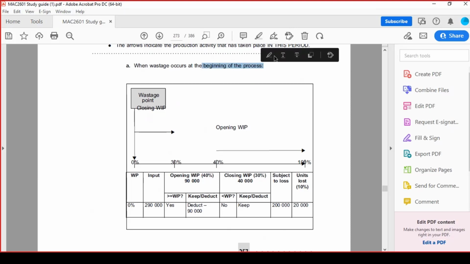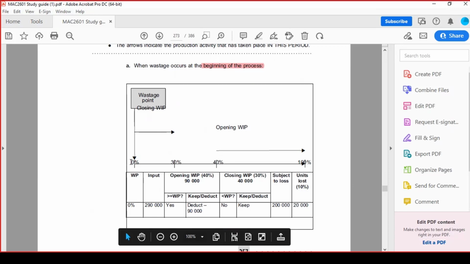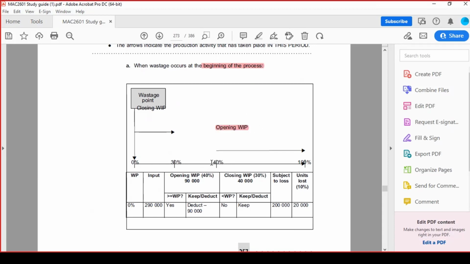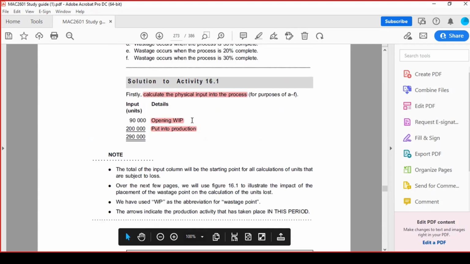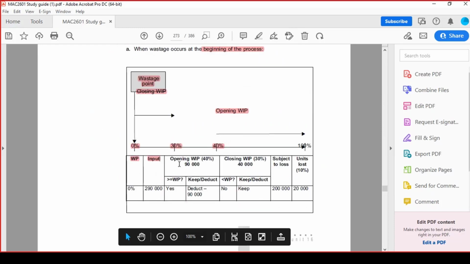So when wastage happens at the beginning of the process, this is the timeline that I was talking about. You draw the timeline and say, I started at 0 and I end up with 100. Where is my opening WIP? My opening WIP is at 40%, correct? Then closing WIP is 30% complete. Where is my wastage point? We said it's the beginning of the process, meaning it's at 0%. Then you start writing, my wastage point is 0%. Input, how many units did I start with? It's 290, the 90 from the opening plus what was put into production, 290.